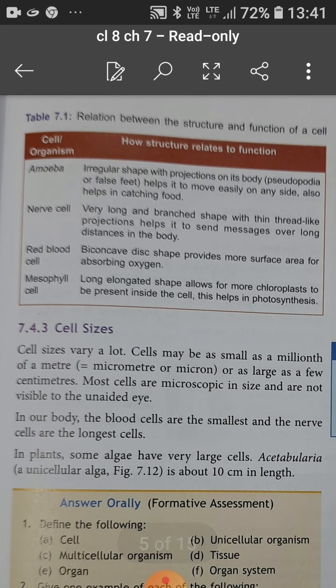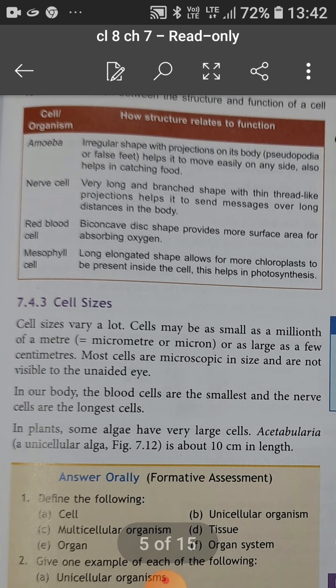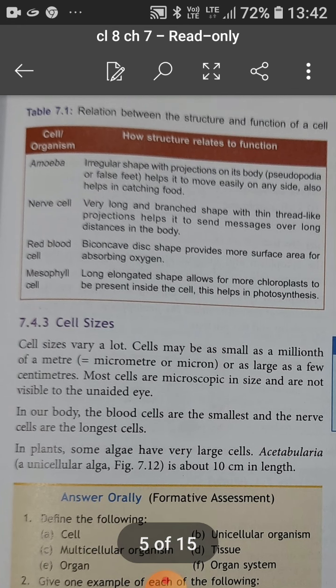Now about red blood cell. Biconcave. Biconcave means concave on both sides. Now what about concave? Concave means curved inward. So red blood cell is biconcave disc shape, provides more surface area for absorbing oxygen because it does not have nucleus.